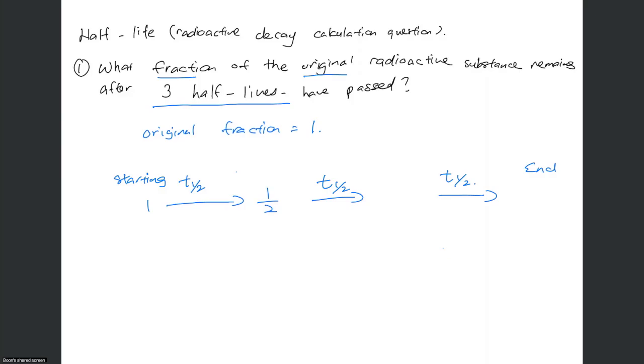It will lose half of its content, so 1/2. Then the second half-life, on the basis of 1/2, would be divided by 2 again, so it will be 1/4. After the third half-life, on the basis of 1/4, 50% would be gone again, so it will be 1/8. This is how you do it. Okay, next one.